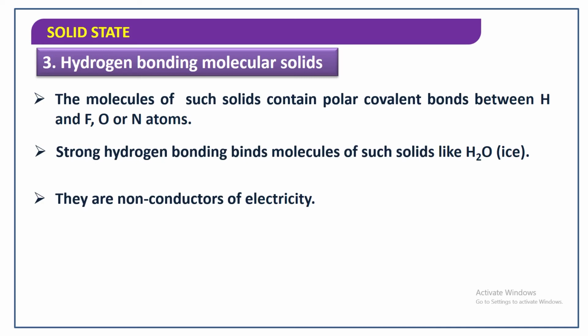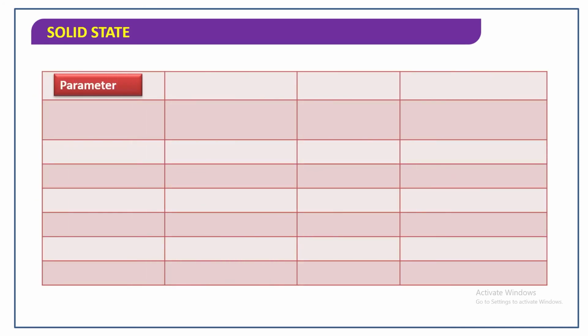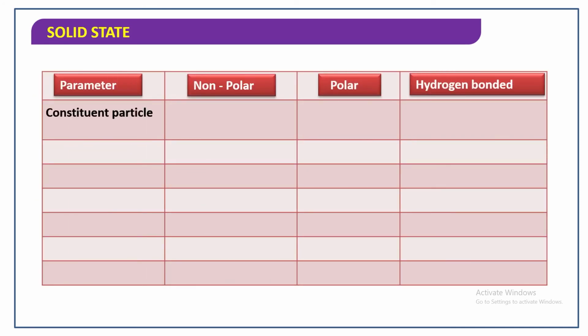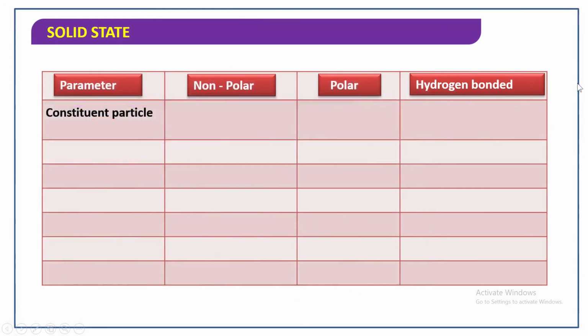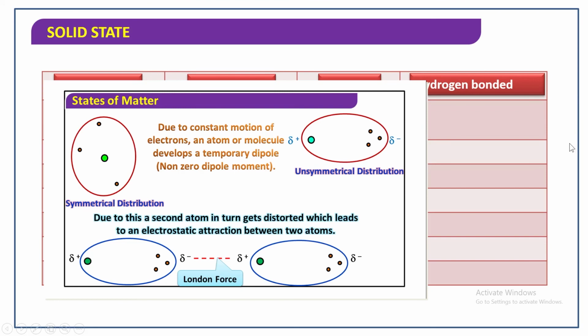Any doubt till now? No doubt, sir. Now we can compare. In the case of non-polar particles, we have dispersion forces, which I have already discussed in grade 11. Temporarily, the electrons are revolving and they come to one side, it becomes polar, and then it induces polarity on the other. It gets distorted, and then interaction between the two particles takes place. This is known as London forces, right?